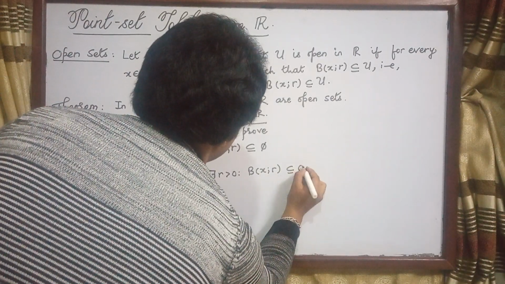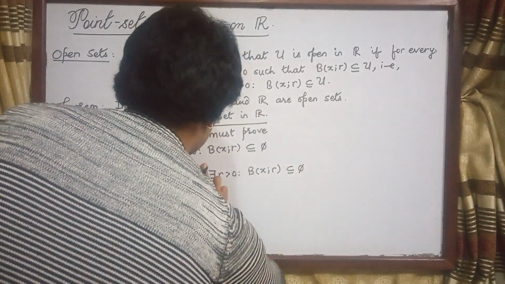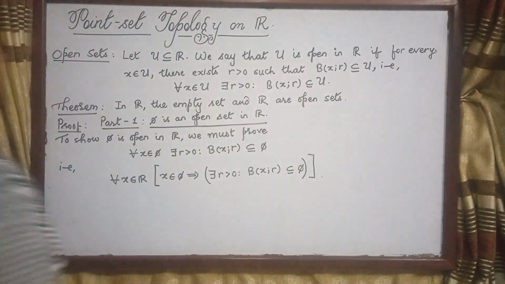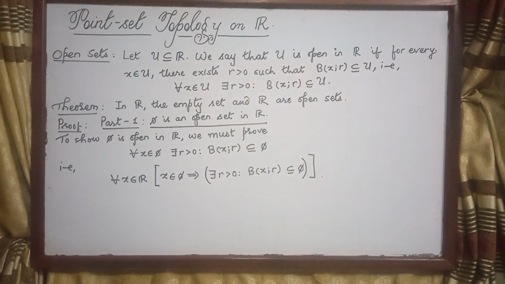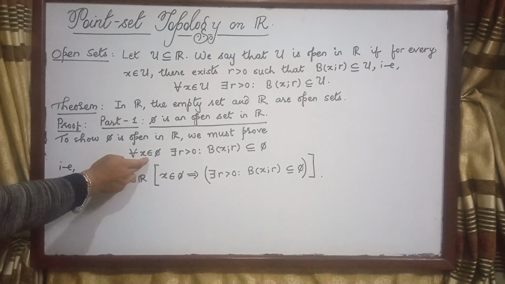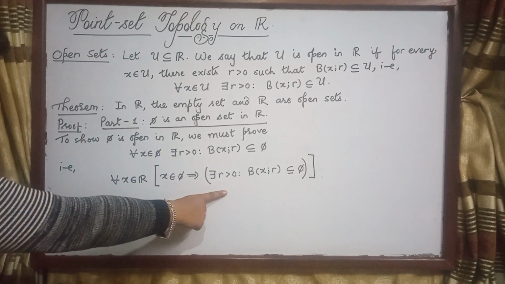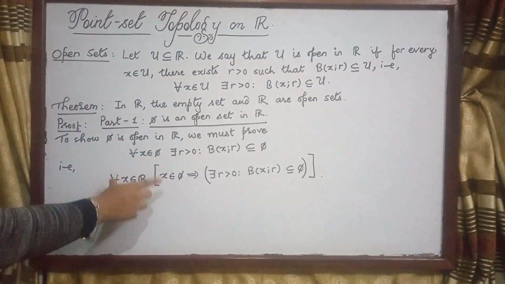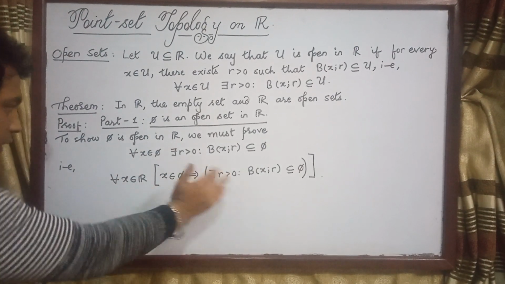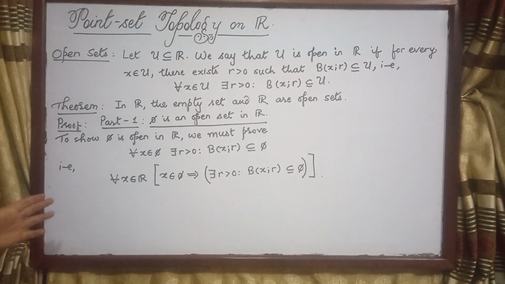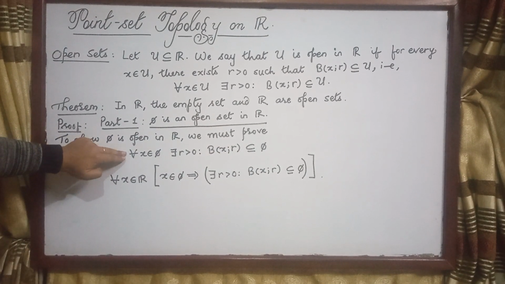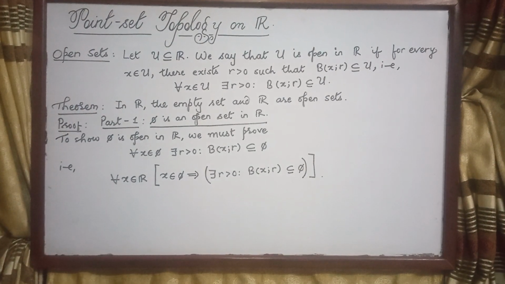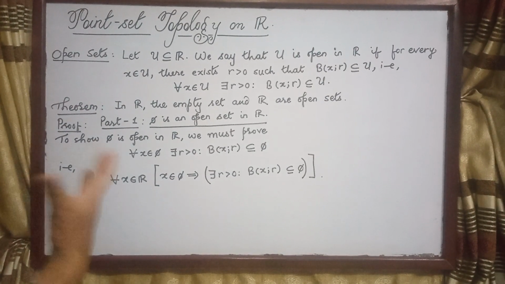Bxr is a subset of phi. All right, so this is what we are supposed to prove. This statement basically refers to this statement. This is the more compact form. This is a much better form of this statement, even though in other proofs we're going to see that this form of the quantified statement will be sufficient for constructing a proof.